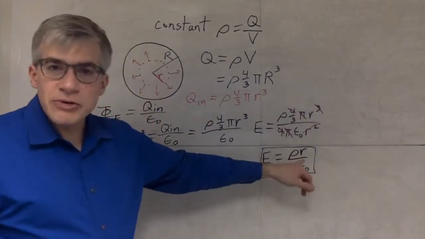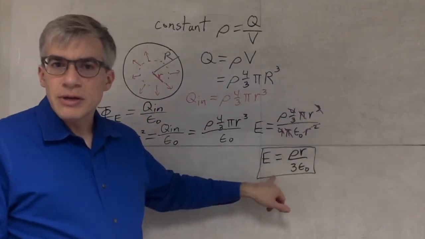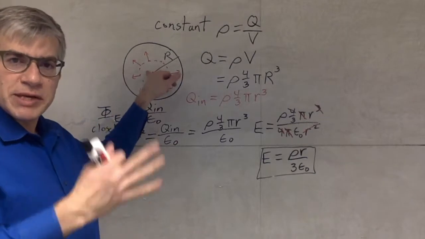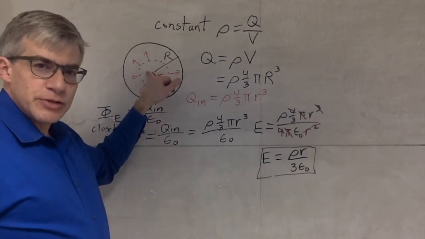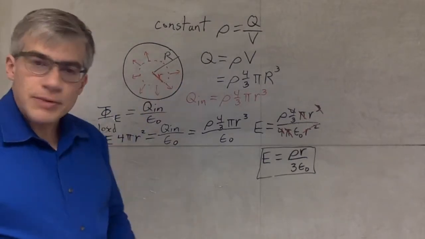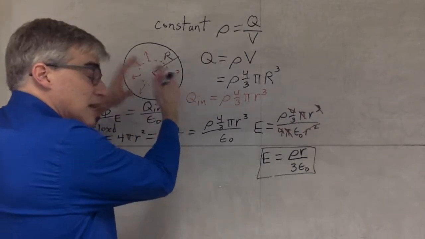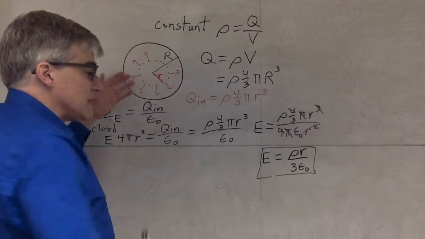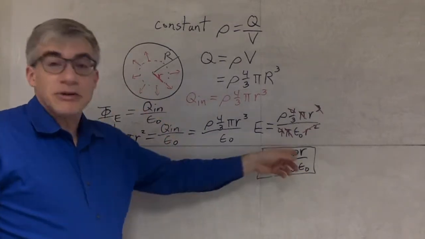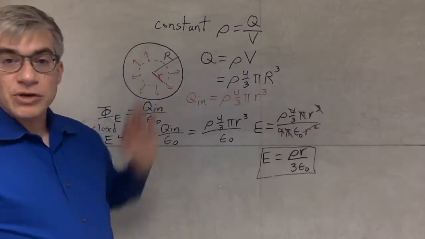So if little r is 0, that means we don't have any electric field. Which makes sense, because which way would it point? It's right in the middle. There's no preferred direction. So it's got to be the 0 vector. As you get further and further out, your Gaussian surface encompasses more and more charge, so the electric field is actually building up linearly until you get to the surface.